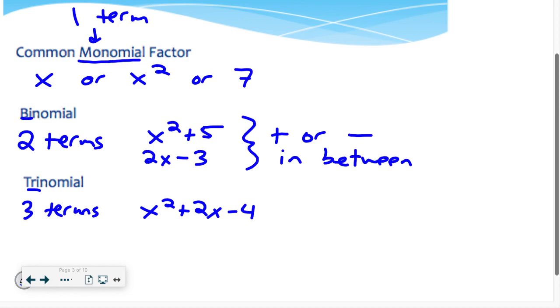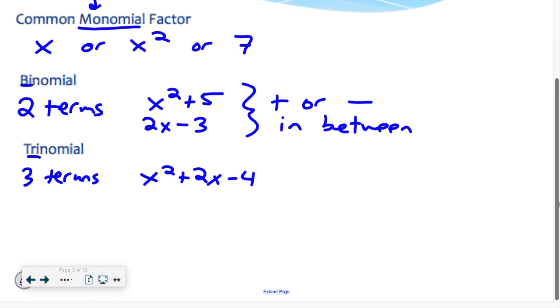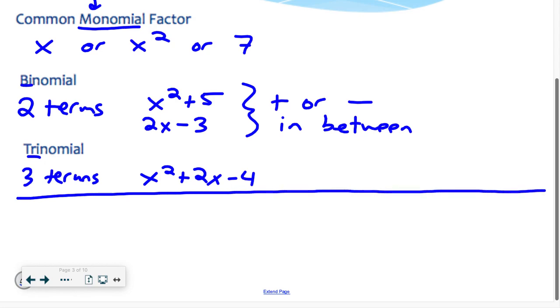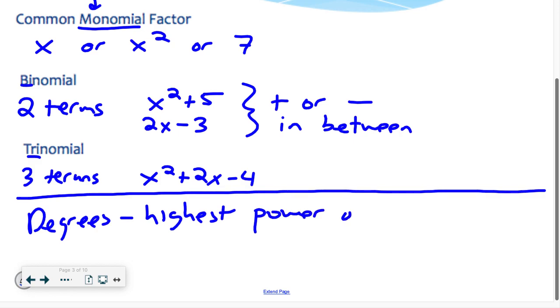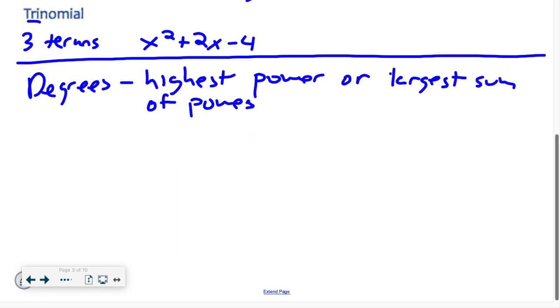Okay? When we talk about our polynomials, we also like to describe them in terms of what's called degrees. The degree is the highest power or largest sum of powers. So an example of that would give us something with a first degree. It would be like 7x to the first power. If I didn't write the 1 there, it would still be a first degree.